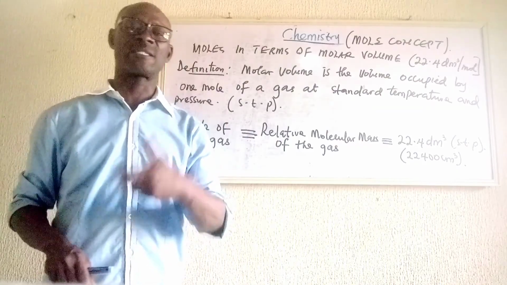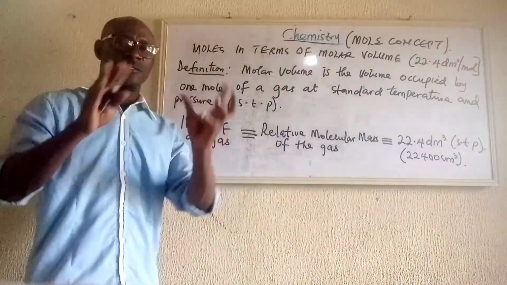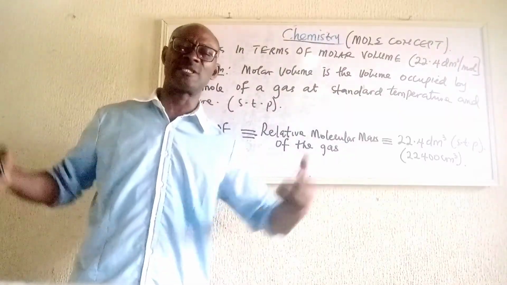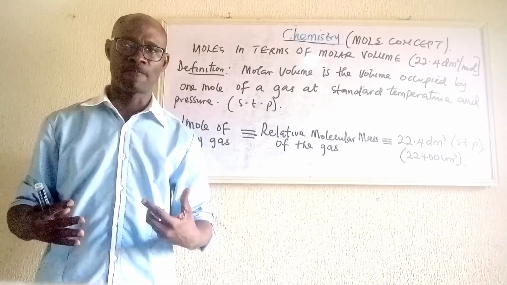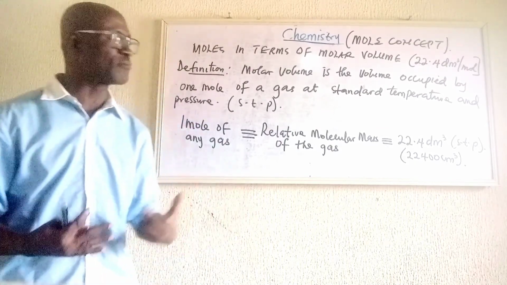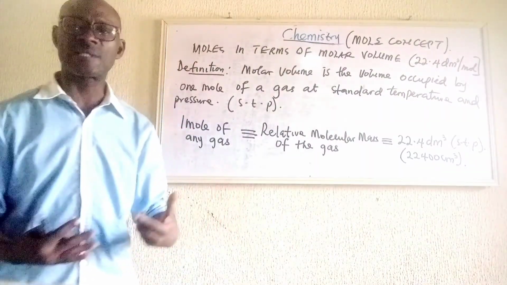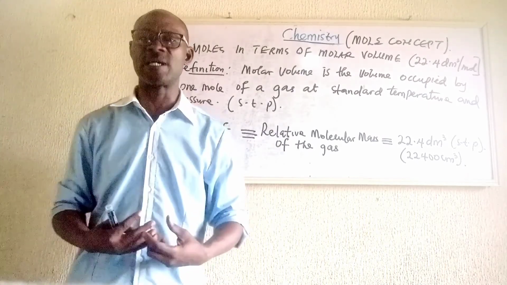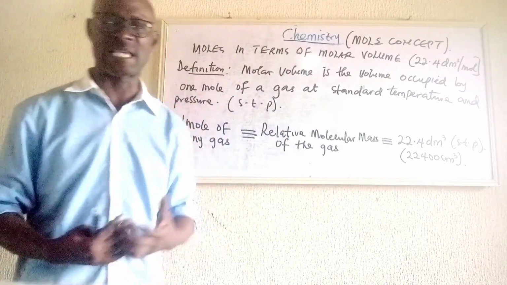What do we mean by standard temperature and pressure? It means the temperature and pressure used to measure the standard value of any substance. And the standard temperature is 273 Kelvin, while standard pressure is 760 millimeter mercury.